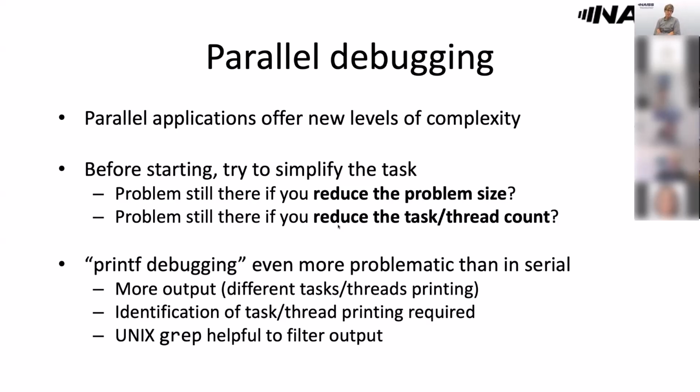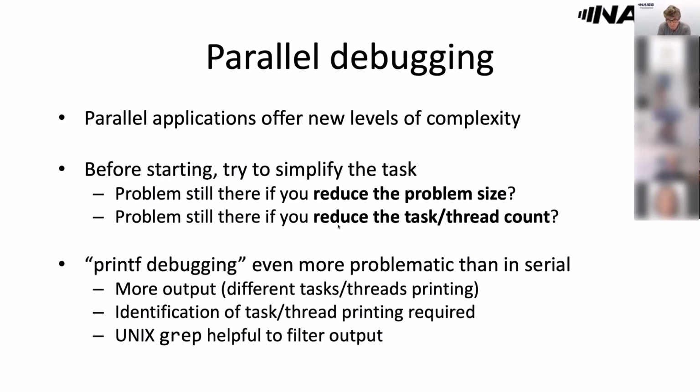Printf debugging is even more problematic than in serial. If you just write print statements, your output gets totally littered. You have no clue who wrote that. So when I have to resort to printf debugging, for instance with no access to a debugger, I typically write in the beginning a small thing about the task ID or the thread ID, such that I can use tools like grep to give me the output from thread 1, or the output from task 2, such that I can filter that.